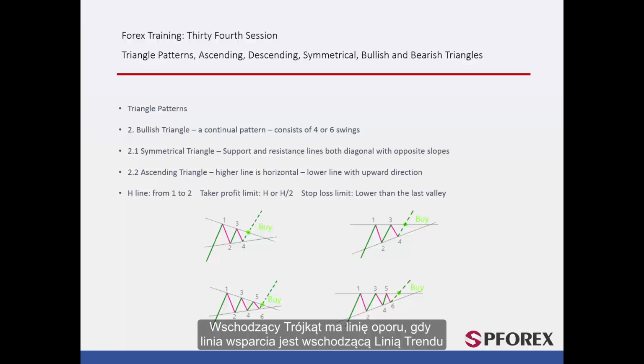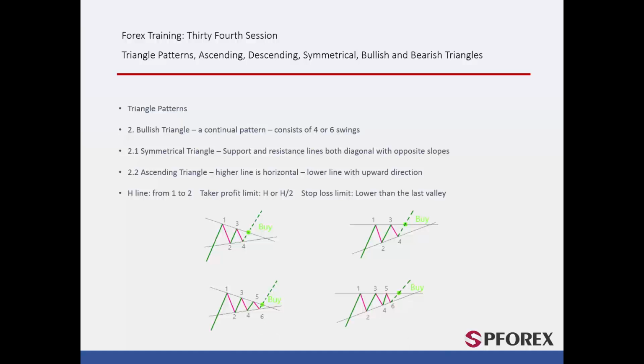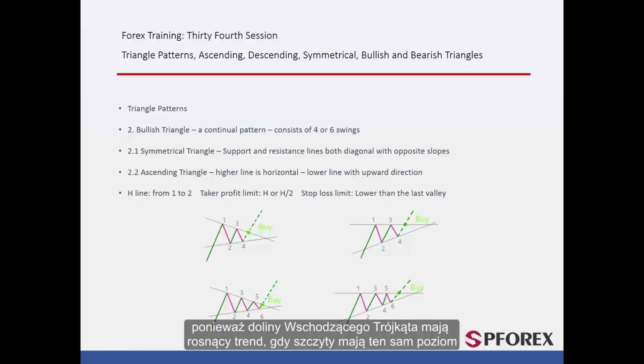An ascending triangle has a resistance level, while the support line is an upward trend line. An ascending triangle has more power and effect than a symmetrical triangle, because valleys of an ascending triangle have an upward trend, while peaks have equal levels.